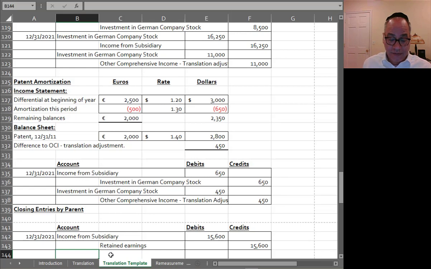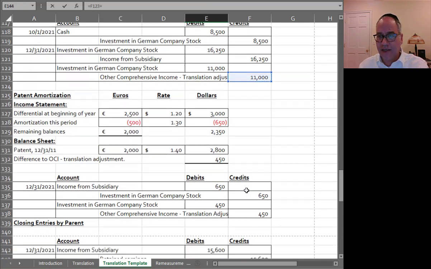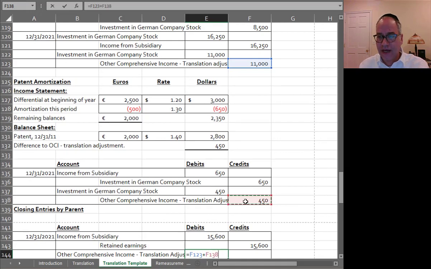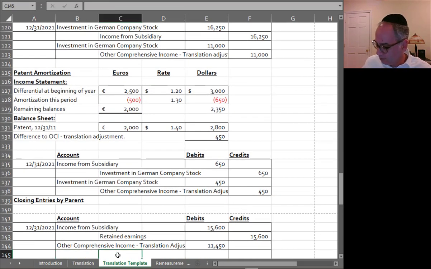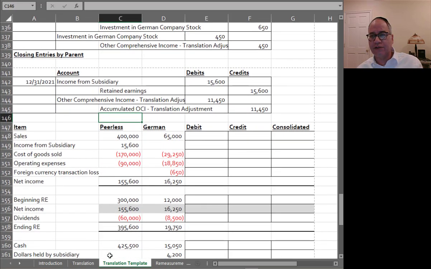Then let's close other comprehensive income translation adjustment. And you're like, where? That's the items that go to the shoebox. And we had two items going into the shoebox here. The first went here, and the second went right here. So that's 11,000 plus 450, or 11,450. And the credit, they actually go into the shoebox. The shoebox is accumulated OCI translation adjustment. That is that item on the balance sheet where things stay until they finally hit income. The next learning objective, I'll show you how to do the consolidation.